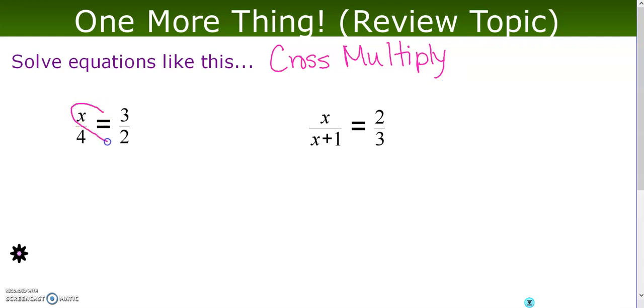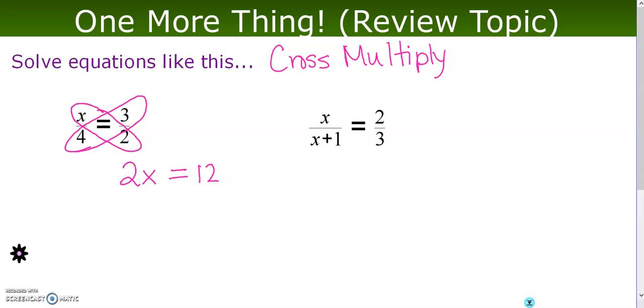So some of us like to circle the diagonals to show what it is we're multiplying. So if I were to multiply across the diagonal, I'm going to do 4 times 3. That's 12. That goes on one side of my equal sign. And on the other side, I have 2 times x. Well, that goes over here.